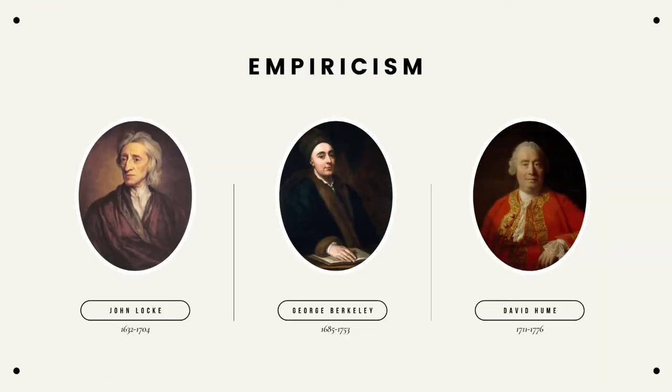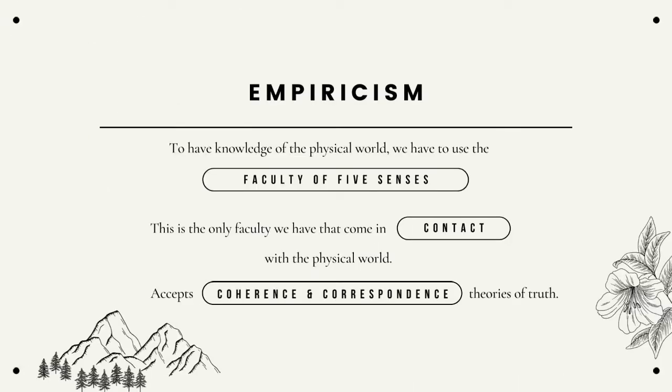Empiricism. It is represented by the three philosophers, namely John Locke, George Berkeley, and David Hume. These empiricist philosophers do not deny that yes, reason is a genuine source of knowledge as stated in rationalism. However, they believe that for us to gain knowledge on the physical world, we have to use the faculty of the five senses, however unreliable or faulty it may be. This is because it is the only faculty that can come in contact with the physical world.